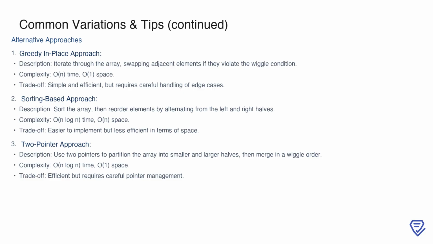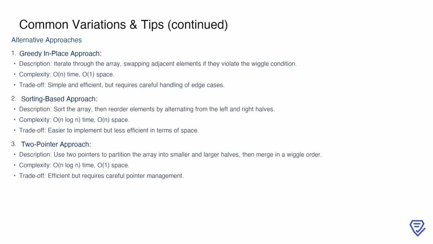Another option is the sorting-based approach. Here, you sort the array and then reorder elements by alternating between the left and right halves. While this method is easier to implement, it has a time complexity of O(n log n), and a space complexity of O(n), making it less efficient in terms of memory.